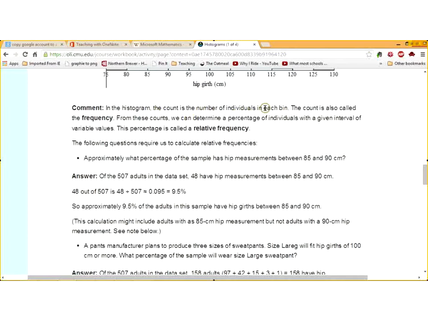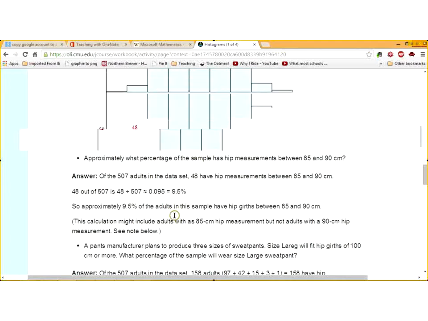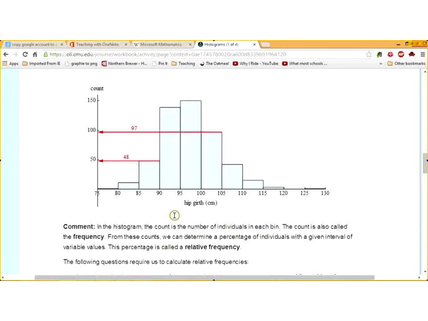As it says, in a histogram the count is the number of individuals in each bin. Sometimes we call that the frequency. These were fairly large numbers. If we redid this with a different sample size and wanted to compare them, it would make more sense to compare the percentages, or sometimes the proportions, giving it as a decimal. And that's what this is, the relative frequency. A lot of times that's more useful to calculate the percentage within each group rather than the total.